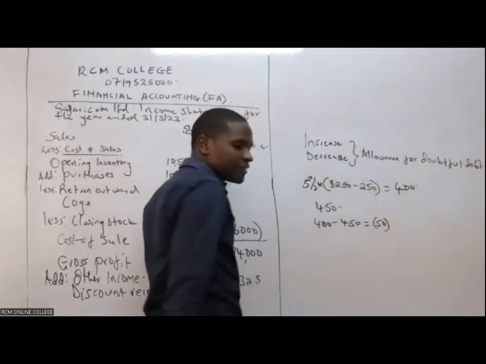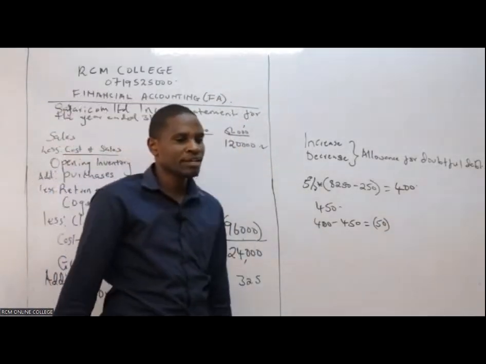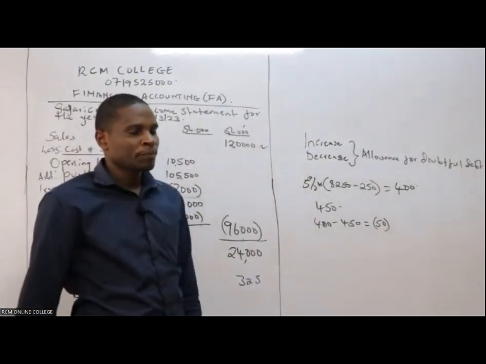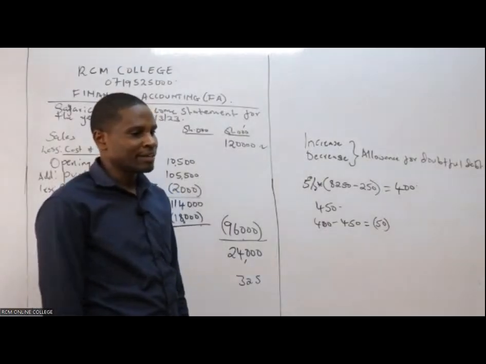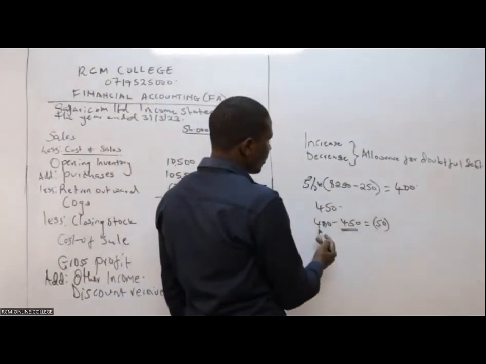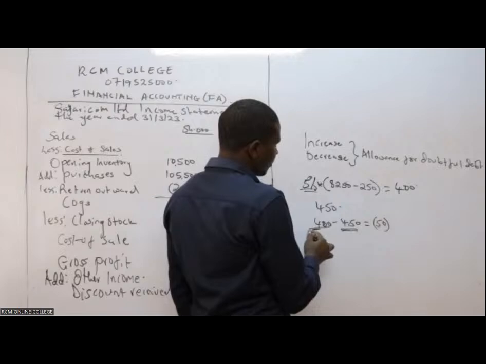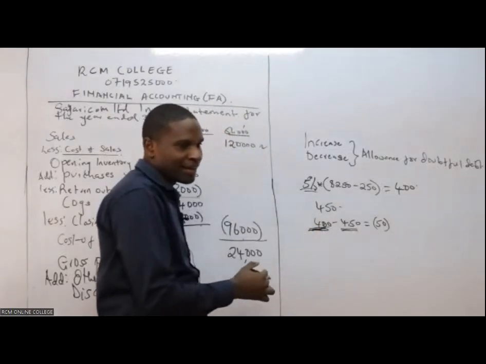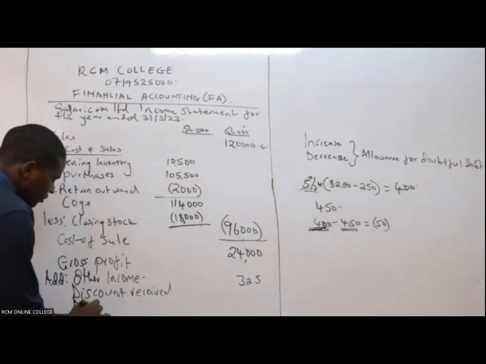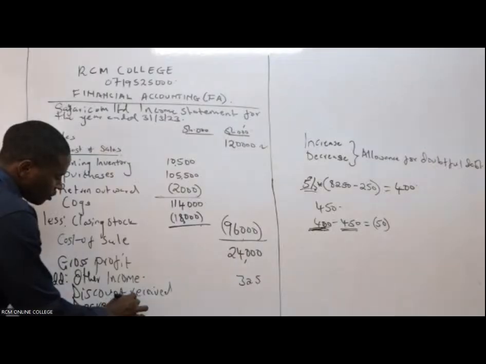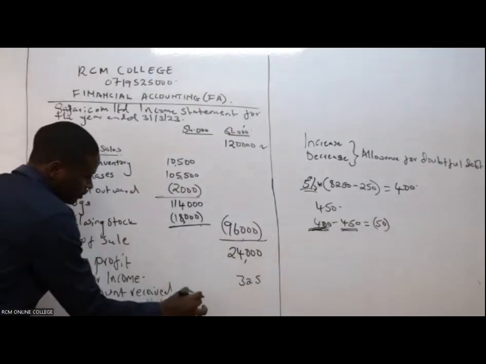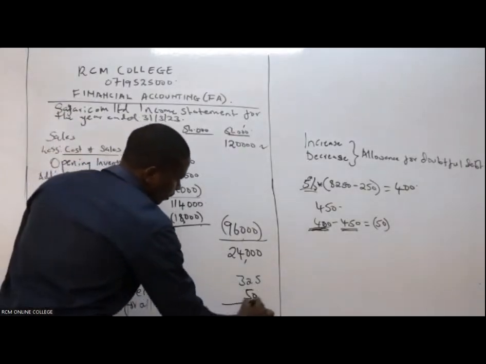So was there a decrease or an increase? In the trial balance, we had 450 provided, and then the allowance, the 5%, was 400. So there was a decrease. Therefore, the 50 is an income. So a decrease for allowance for doubtful debt, 50.